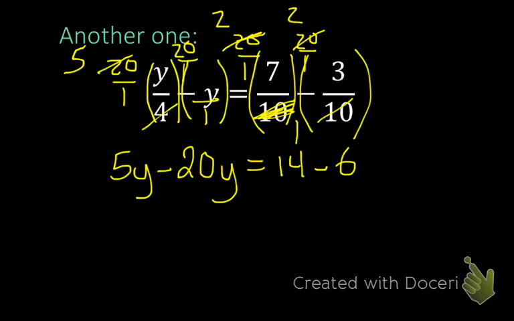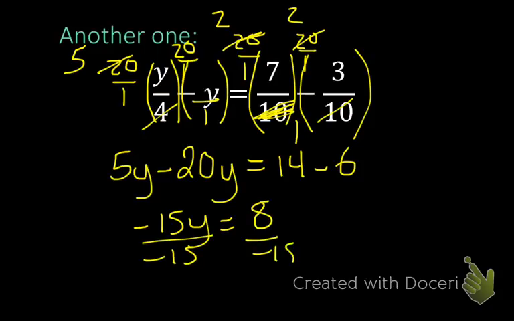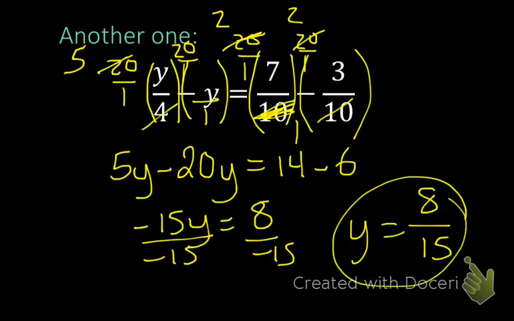5y minus 20y is -15y. 14 minus 6 is 8. Divide both sides by -15. y equals 8/15. You have a lot less of a chance of making a mistake if you do it this way.